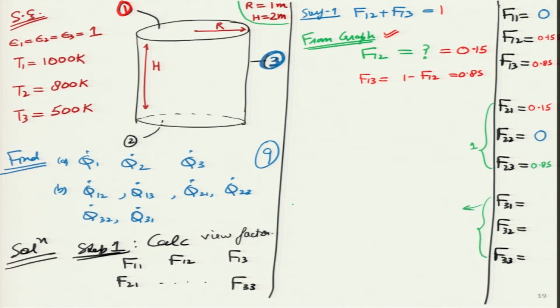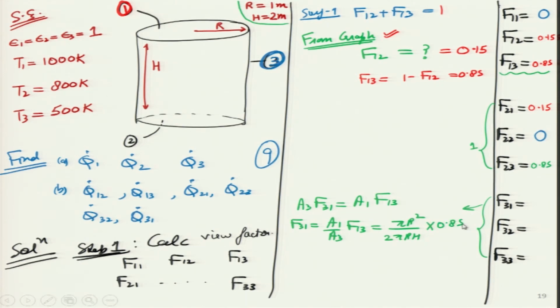So, how can I find F31? I can write A3 F31 equals A1 F13, and F13 value I know from here, which means F31 I can quickly find as A1 by A3 times F13. And what is A1? Pi r square. What is A3? 2 pi r h. And what is F13? 0.85. So, all I need to do is plug in these values and I will get the final answer. It turns out F31 is 0.21.